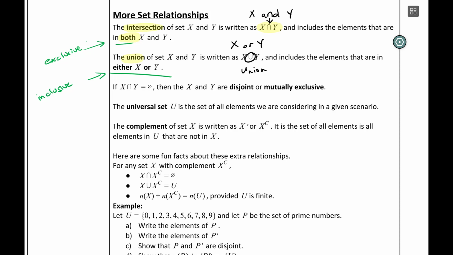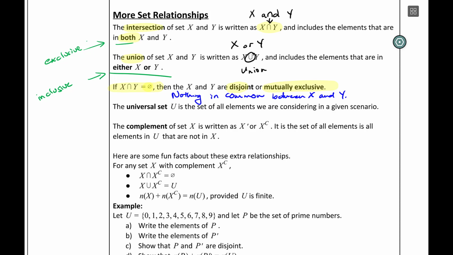Now, another special part is when we see this. Remember, this one is the empty set. If the intersection is empty, then those two sets, X and Y, are disjoint or mutually exclusive. That means there's nothing in common between X and Y. That's all we really mean. It's just fancy math language for saying there's nothing in common between these two sets.